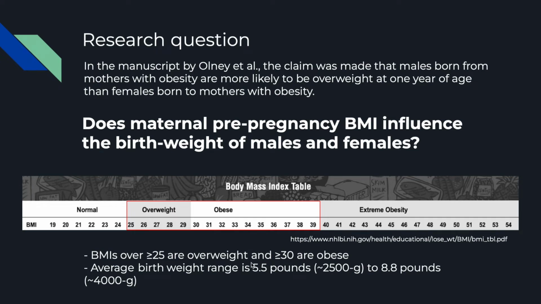One thing I noticed in the manuscript was a claim that males born from mothers with obesity were more likely to be overweight at 1 year of age than females born to mothers with obesity. So that led me to question the data set that we had, right? We are using placental tissue. We do not have any samples from 1 year of age. So the way I thought we could contextualize this with our given data set was to ask if the maternal pre-pregnancy BMI influences the weight of the males and females.